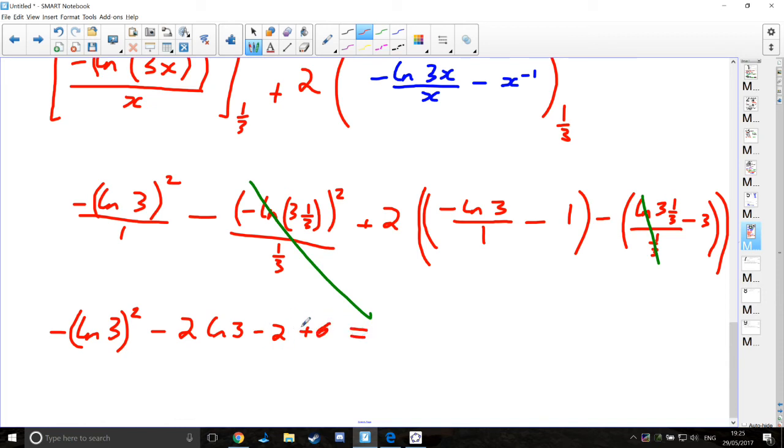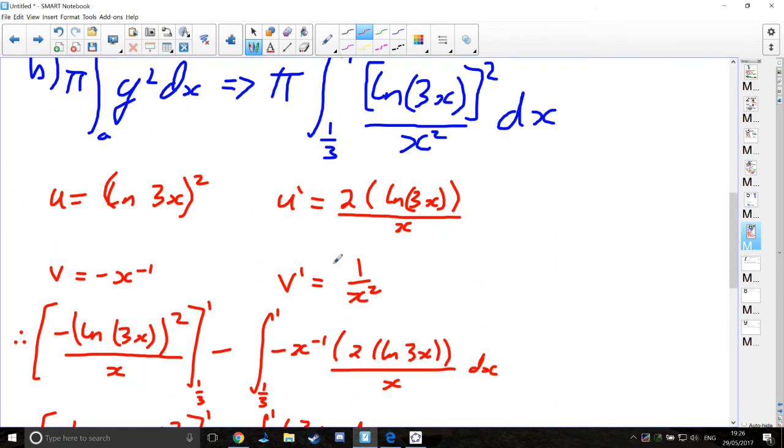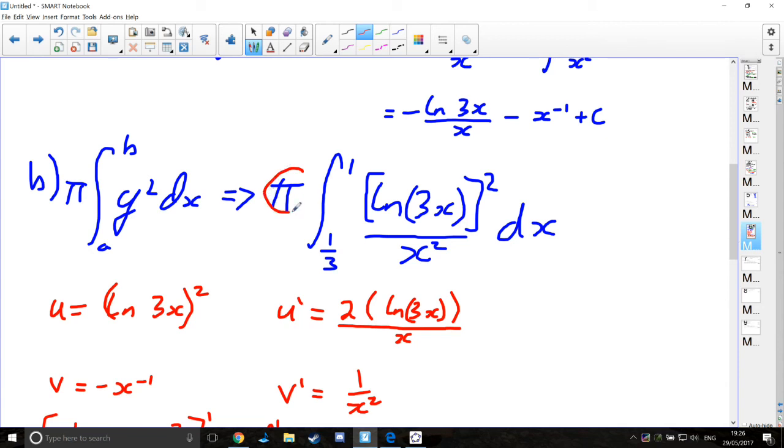So that gets us 4 minus ln 3 all squared minus 2 ln 3. And that looks pretty close to the final answer. However, it isn't, because all through this, I've forgotten this guy. Whenever you're doing a volumes of revolution, don't forget to have the pi.